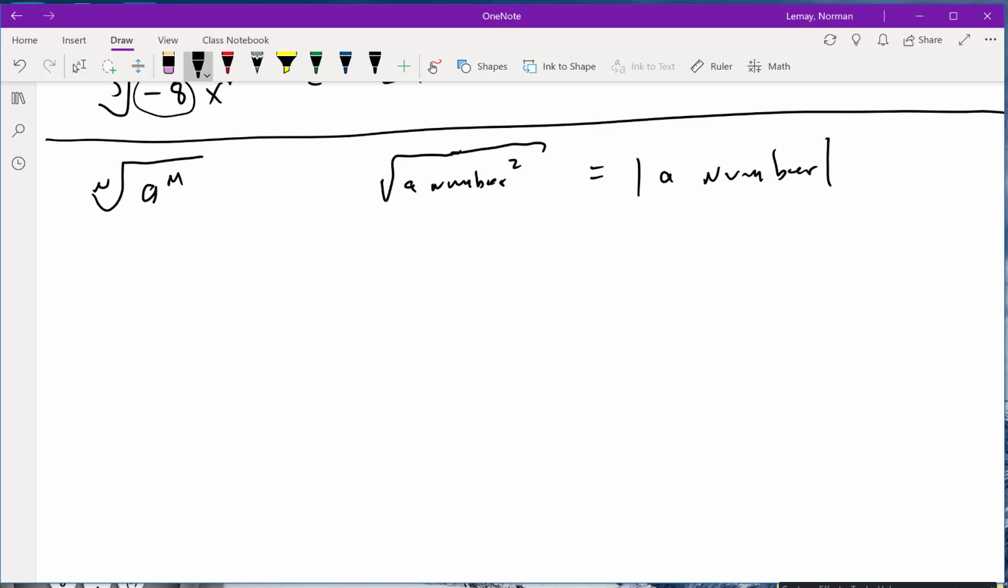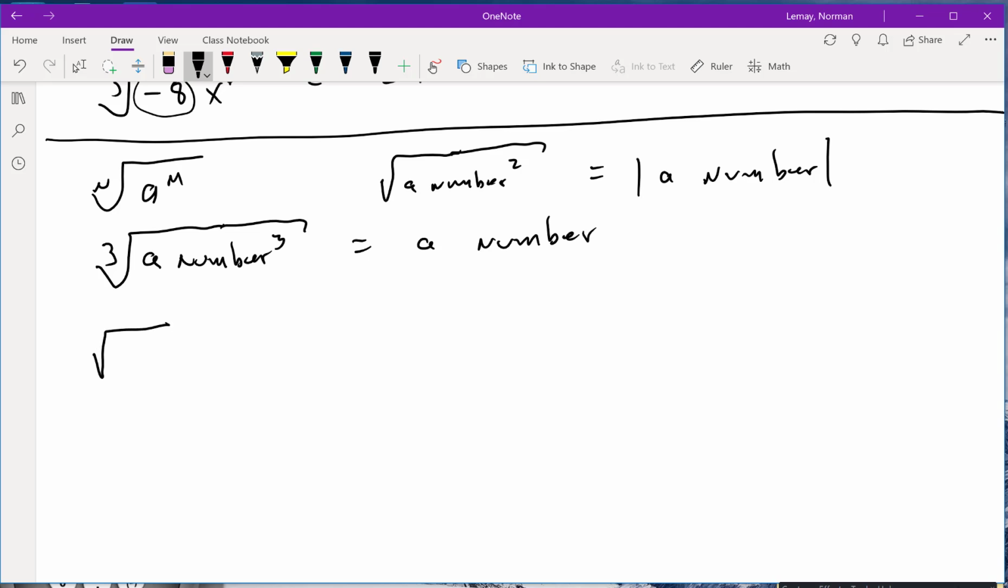Okay, and if we take the cubed root of a number cubed, then that's just going to equal the number. So the idea technically, when you take the square root of x squared, this is going to be the absolute value of x. Okay, and in general, we can generalize this for n even.